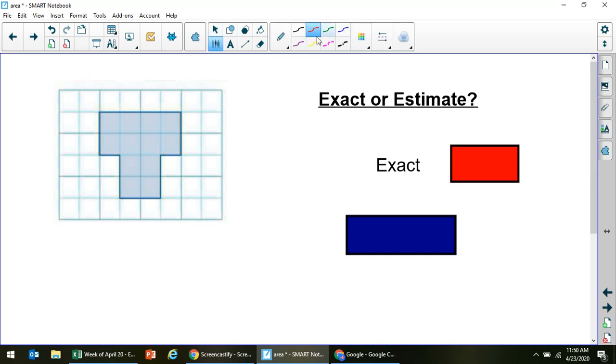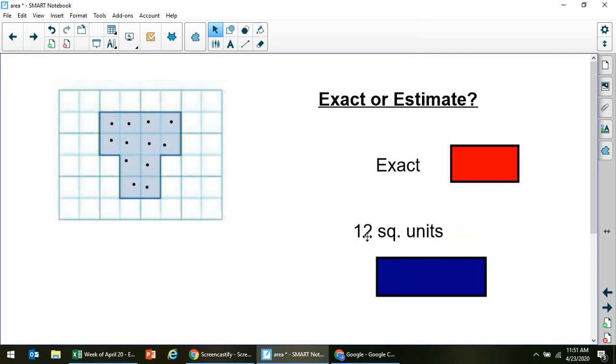I'm going to go ahead and count with you. 1, 2, 3, 4, 5, 6, 7, 8, 9, 10, 11, 12. If you said 12, you were correct. This shows 12 square units. If you notice, all of the unit squares are colored in, so I know it's an exact amount.